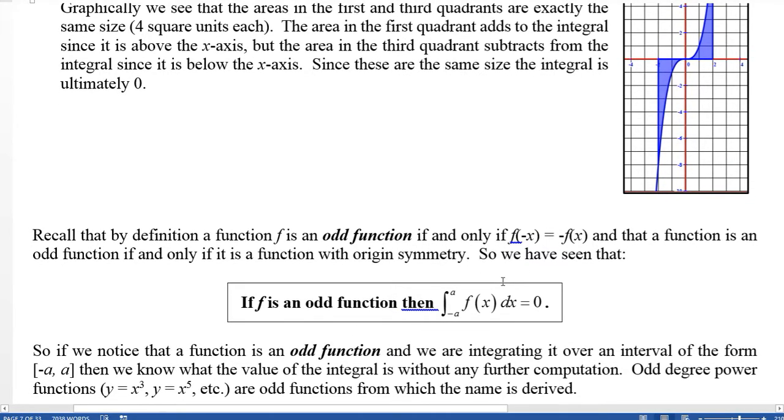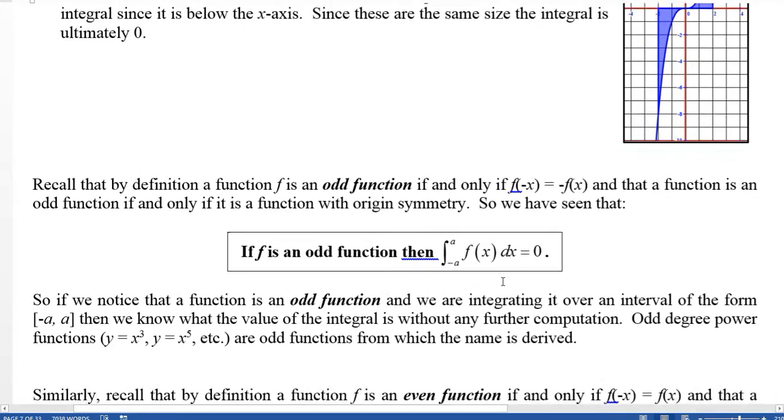So what are some examples of odd functions? Well, certainly odd degree power functions are odd functions, like y equals x cubed, y equals x to the fifth, y equals x to the seventh. And that's where we get the name odd function, but it doesn't have to be specifically just an odd power function. There are many other examples. For example, the sine function is an odd function. We'll look at a few other examples here in a minute.